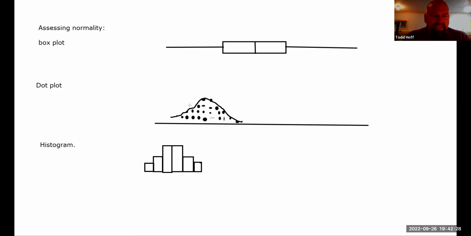The biggest thing is there can't be any outliers. Like on the dot plot, if there were a dot way out here, that means most likely not normal. Or on the histogram, if there was an extra bar out here somewhere, definitely not normal. On the box plot, if there was an outlier at one end, probably not normal again. So we could use these types of things to figure out if a data set is normal.